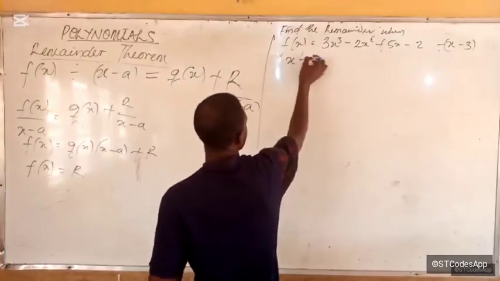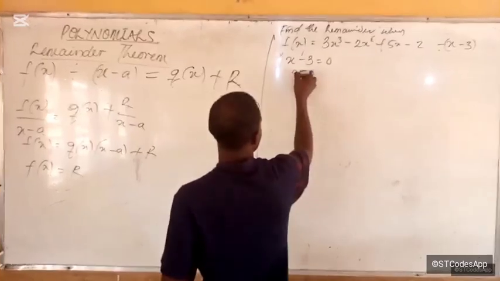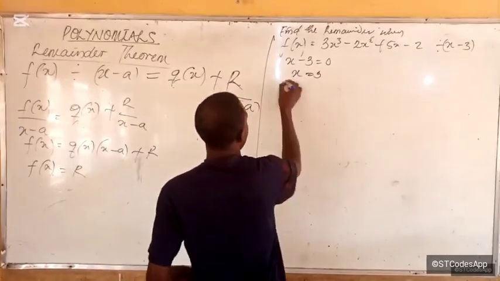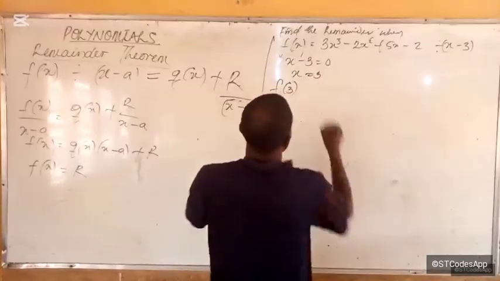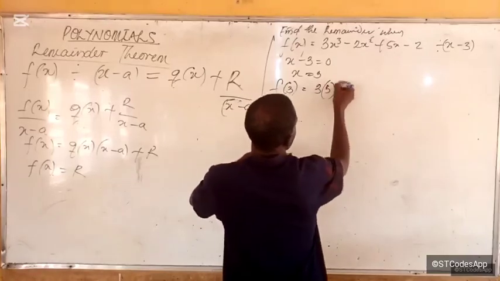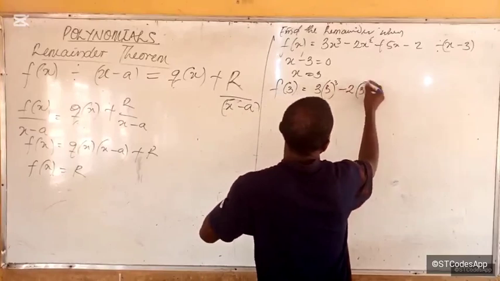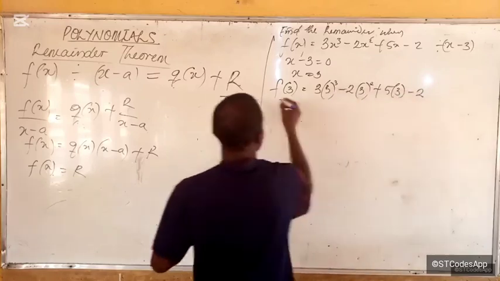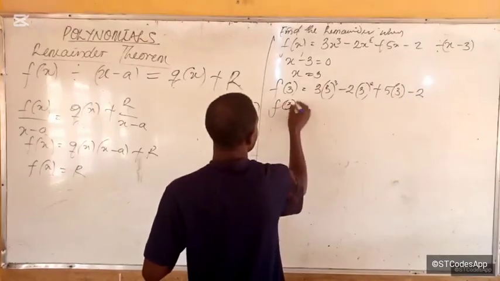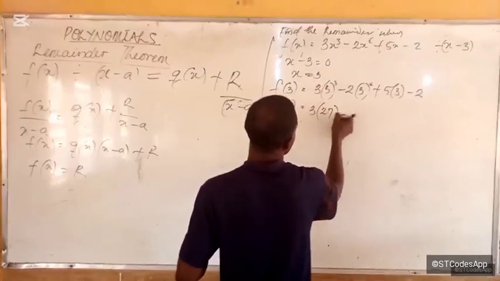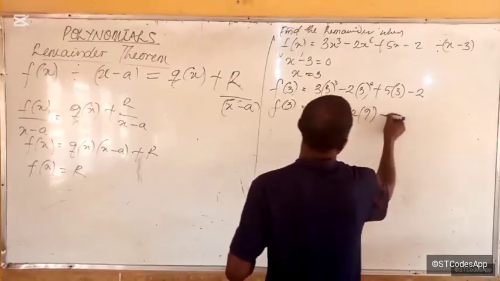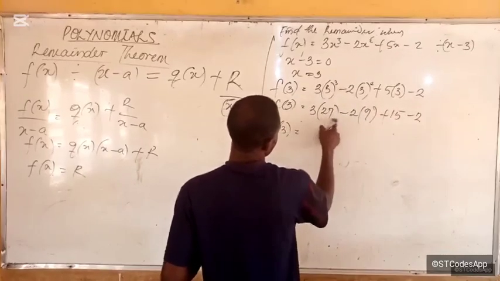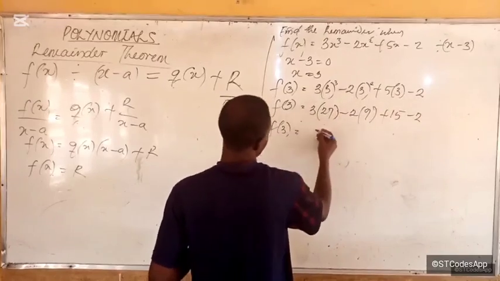So what you do is take this x minus 3, equate it to 0, so you can get a value for x, so that x will be equal to 3 here. So you now say that f of 3, you substitute that 3 into this equation. That becomes 3 into bracket 3 to the third minus 2 into bracket 3 raised to power 2 plus 5 into bracket 3 minus 2. So f of 3 will be equal to 3 into bracket 27 minus 2 into bracket 9 plus 15 minus 2. So f of 3 will be equal to 27 times 3, that is 81.